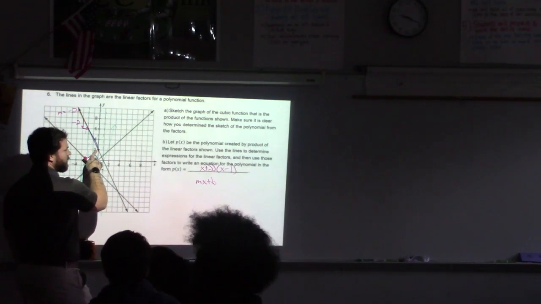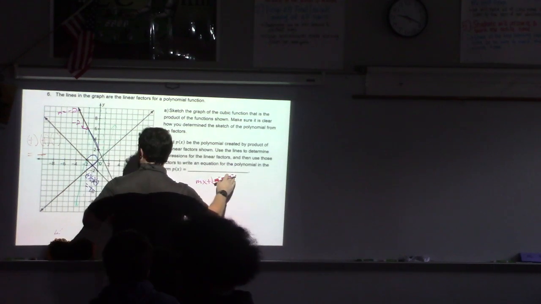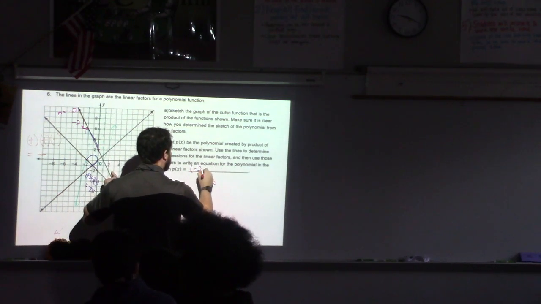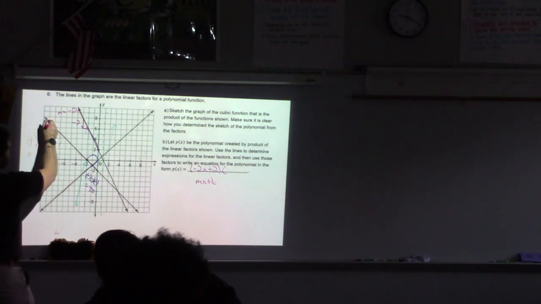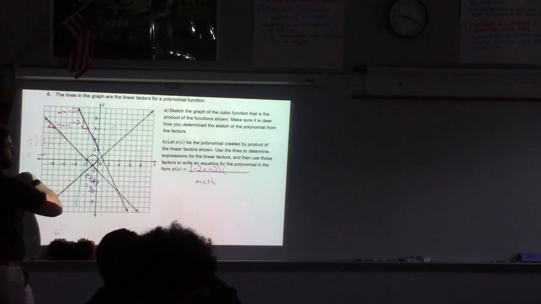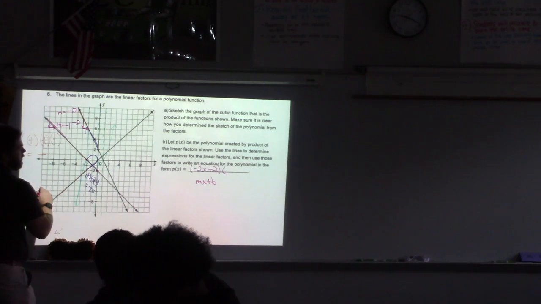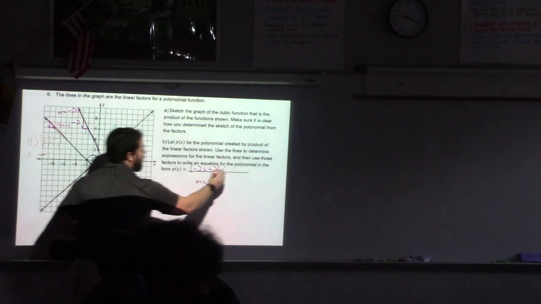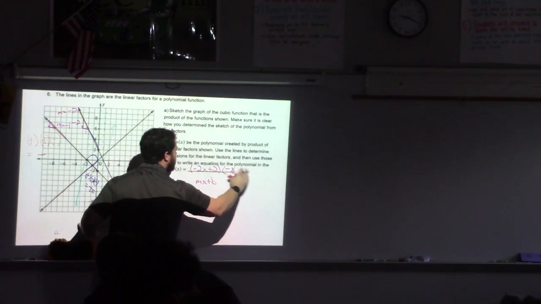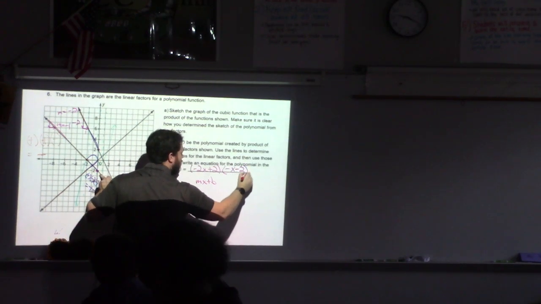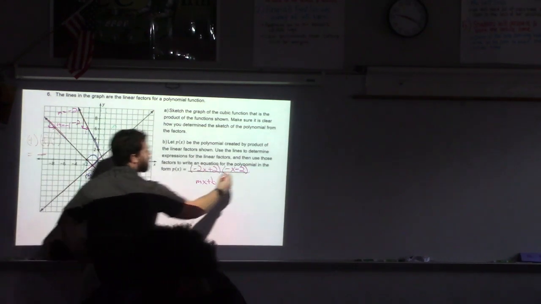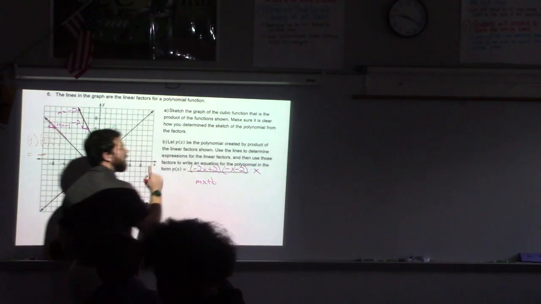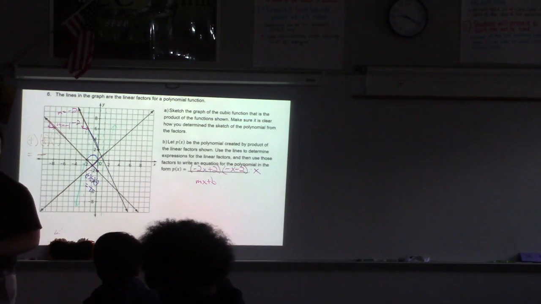The y-intercept of 2 doesn't even go there. So it would have been negative 2x plus 2 times... if I look at this line right here, it's going down 1 and to the right 1. Slope is negative 1 with a y-intercept of negative 2. So it'd be negative x minus 2, right? And then I have this function here, which is literally just y equals x times x. That would be the correct polynomial here.